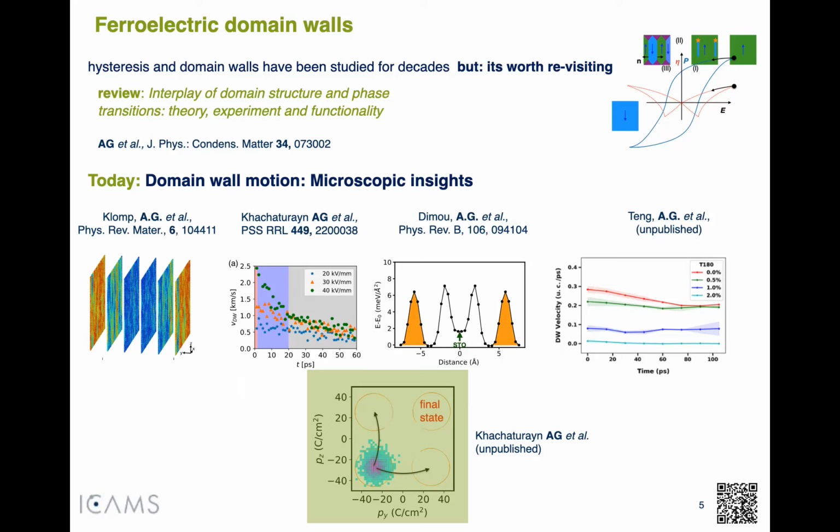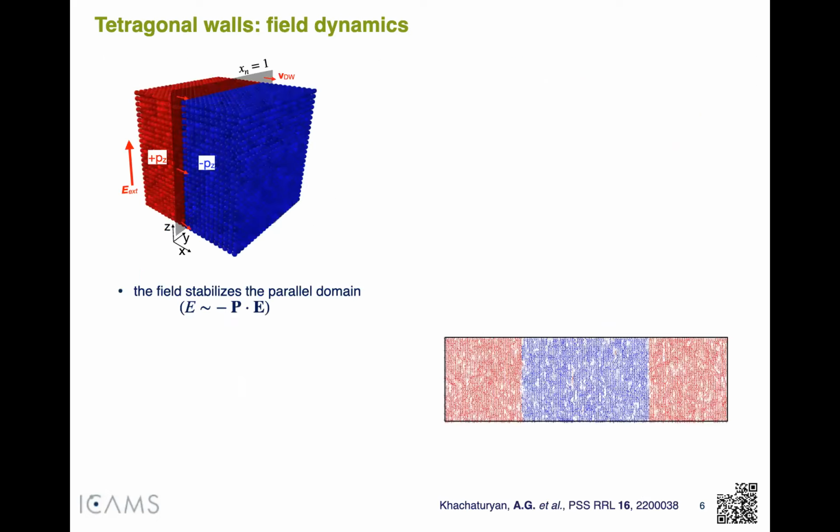Looking at the thermal stability of domain walls, then at the movement of domain walls in an external field and how one can accelerate or pin them. First of all, in the tetragonal phase, because this is the simplest phase and a good model system to understand the general trends. And then finally, I will come to the orthorhombic phase.